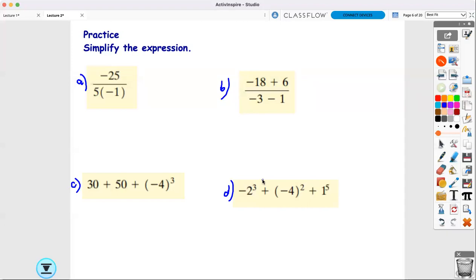I do have a question about D. Go for it. 2 with the exponent of 3, the product of that is going to come out to a negative number, correct? Because there are no parentheses. Yes, that is correct. Great question. And if we're dividing a negative by a negative, it's going to be a positive number. That's correct, Sarah.